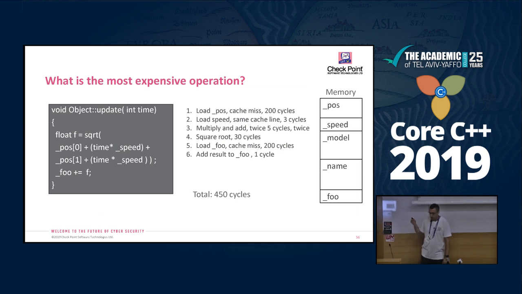Now let's look at this update function. It takes time and does some calculation. Don't look for anything smart there, it's just to use something. It's not anything smart. So what do you think is the most expensive operation that we'll do here? Square root.